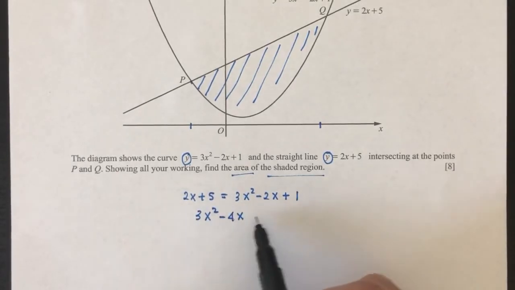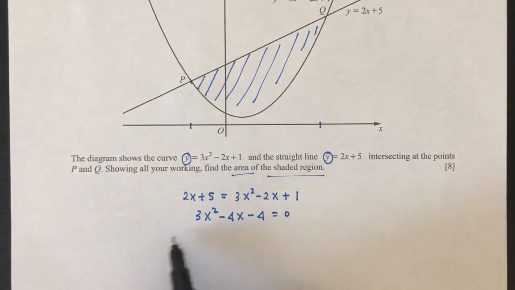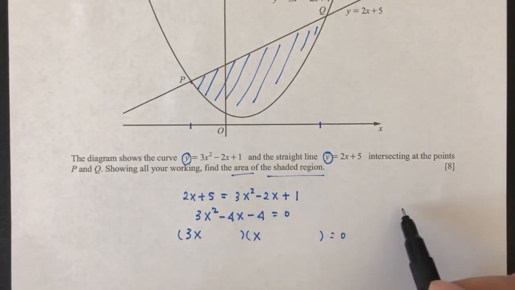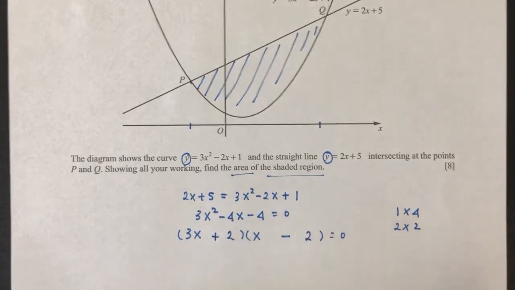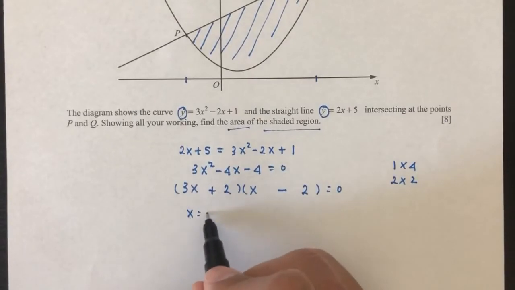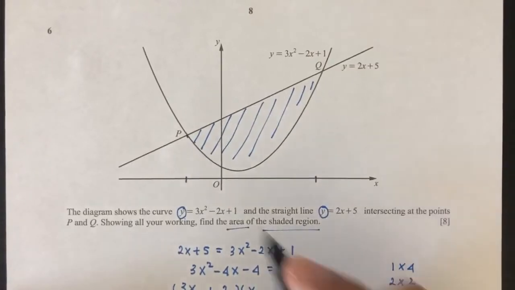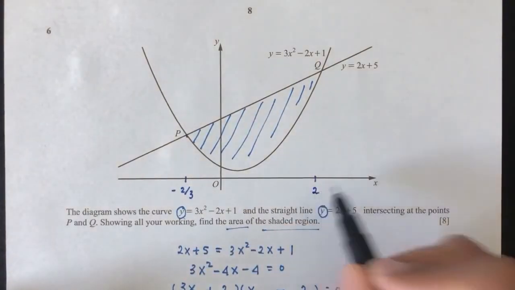Minus 4, and this one becomes minus 4 as well. So simplify, we have 3x squared is 3x times x, and 4 is 1 times 4 or 2 times 2. For us to have minus 4, we can have 2 here and 2 here, minus 6 plus 2. So the value of x will be minus 2 over 3, or x can be 2. So it means that the value of x here will be minus 2 over 3, and here is 2.